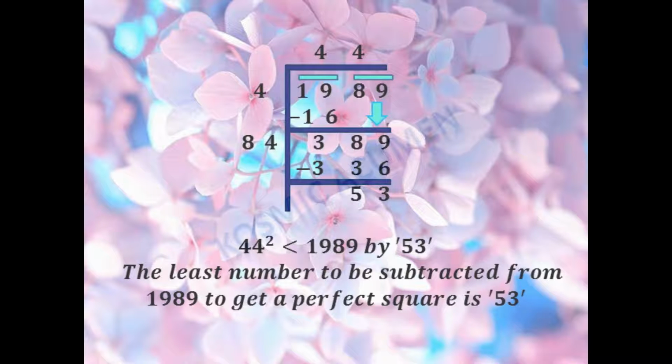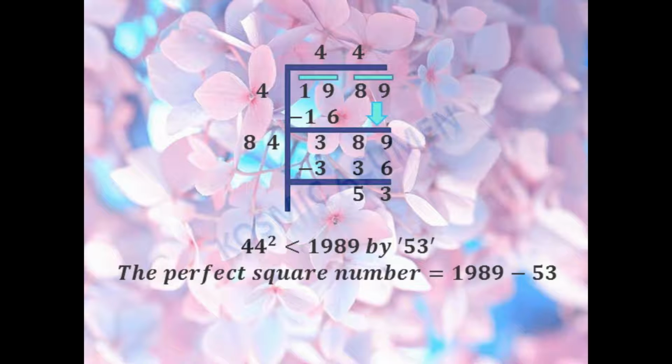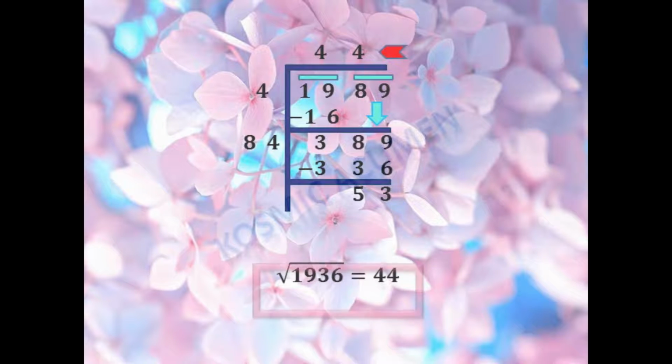So I can say that 44 square is less than 1989 by 53. So the least number which must be subtracted from this given number is 53. Now let us subtract and see what is the perfect square number. It is 1936. And we know that the square root of this perfect square number will be 44.